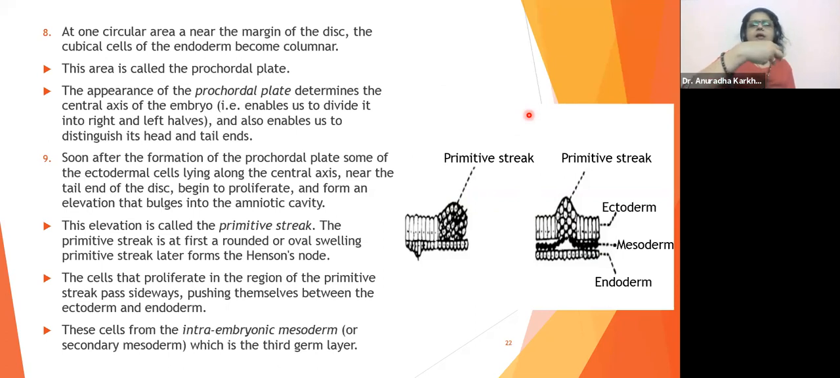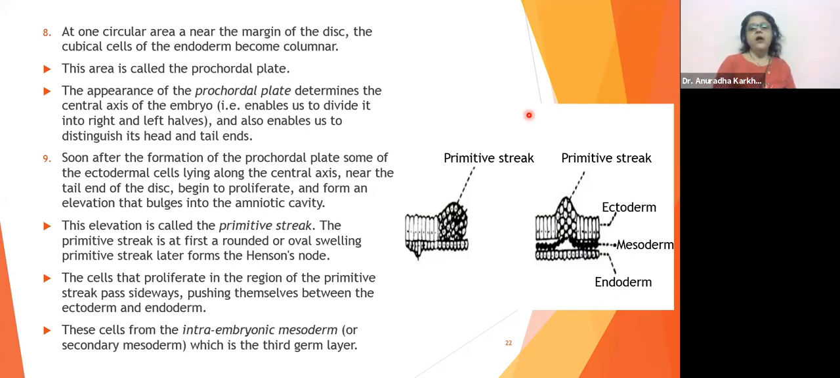So it's going to be like a node, or an extension sort of a thing, which was discovered by Henson, and therefore the name Henson's node. The cells that proliferate in the region of the primitive streak pass sideways. So now what is going to happen, between the ectoderm and the endoderm, these ectodermal cells will now move towards the sides.